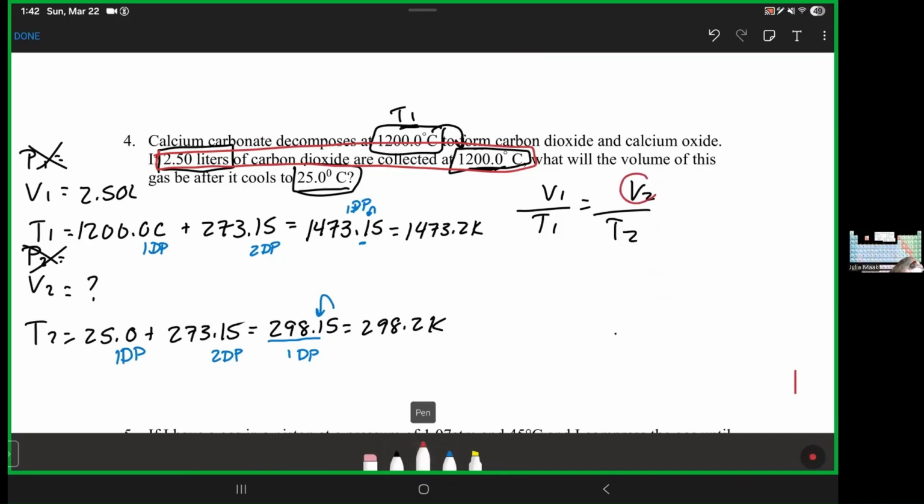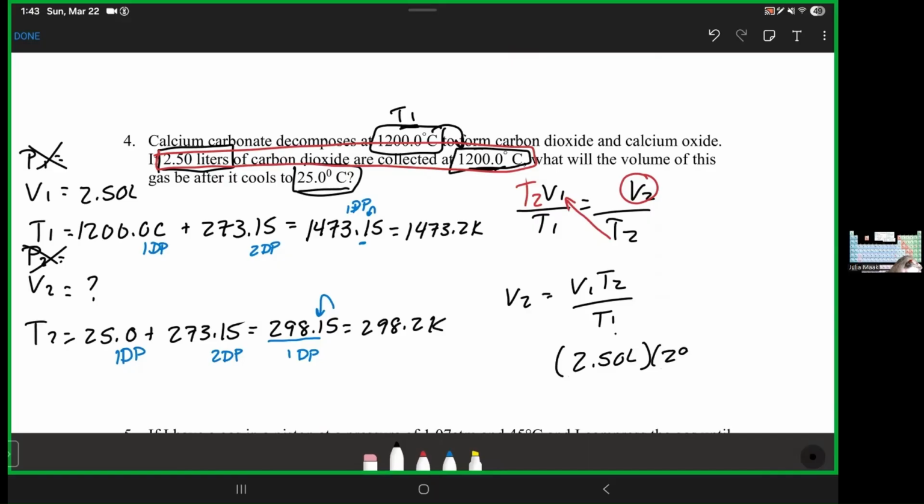We are isolating that second volume. So our T2 is going to come up to the top on the other side. So I get that my V2 is equal to V1 times T2 over T1. Sorry, I'm getting my letters all mixed up in my numbers. If we plug all of that in, 2.50 liters times my second temperature divided by my first temperature, the K cancels and I'm left with liters, which is what I'm looking for.